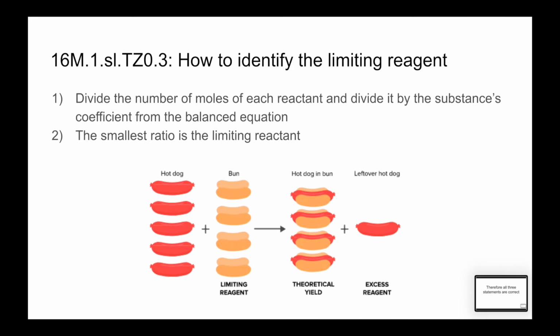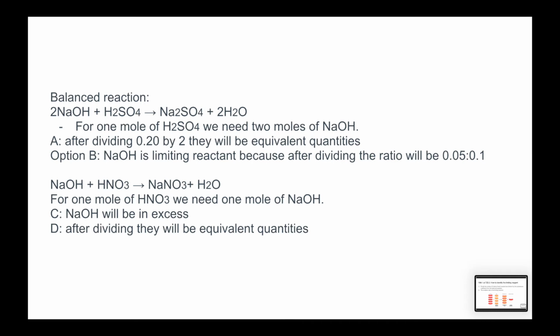Okay, in this question, it's asking in which mixture is NaOH the limiting reagent. Just some background knowledge: to identify the limiting reagent, you divide the number of moles of each reactant by the substance's coefficient from the balanced equation, and the smallest ratio is the limiting reactant. In the balanced chemical equation for NaOH plus H2SO4, the ratio is 2 to 1, 2 NaOH and 1 H2SO4.